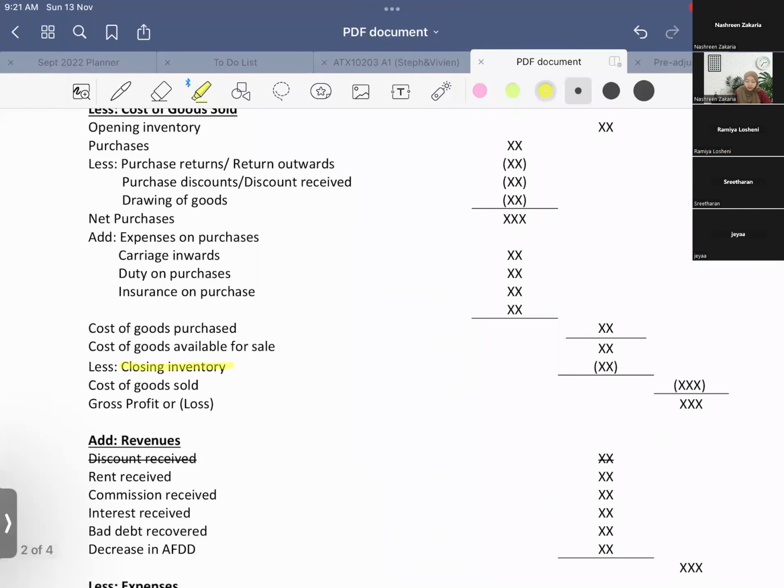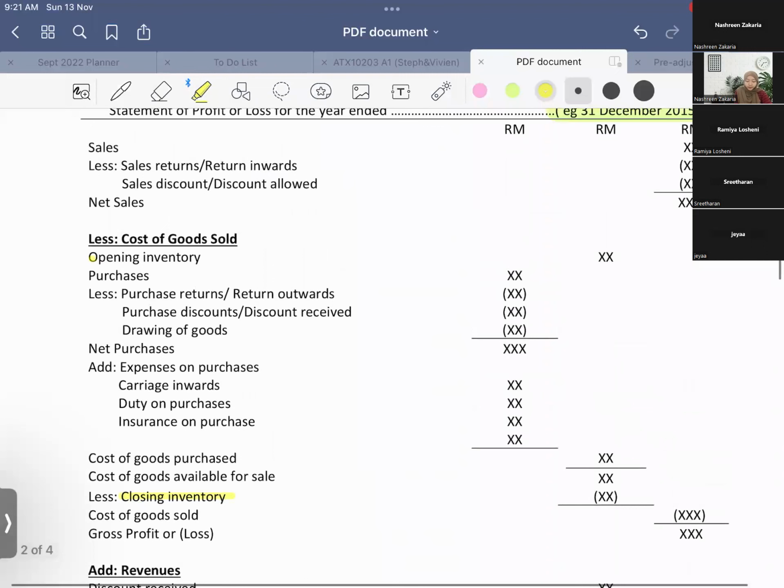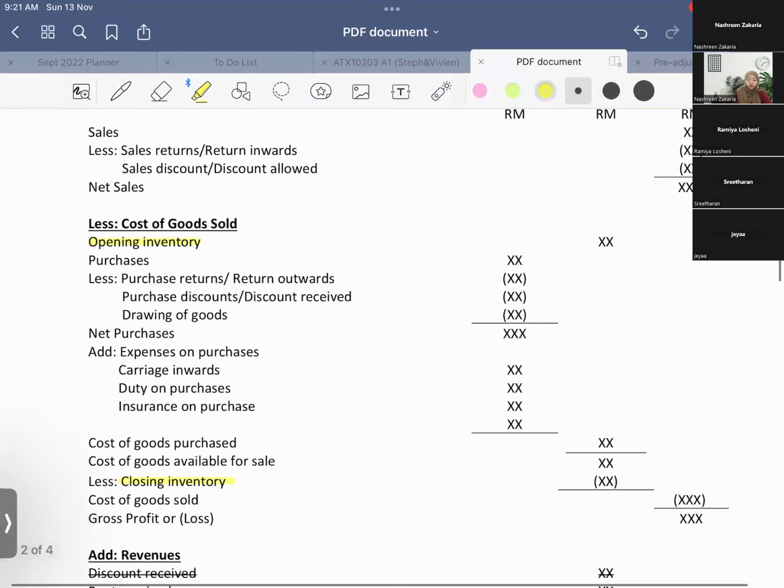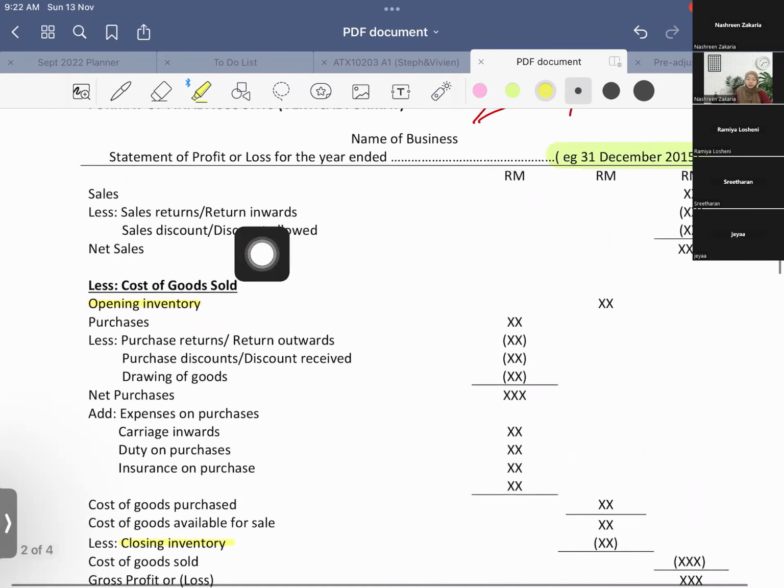Inventory. Closing inventory. Opening inventory. This is an asset, but you need to put it here in order to calculate cost of goods sold. So remember, in SOCI we only include revenue and expenses except inventory. This is a special case. Except for inventory, it can be included in the SOCI. So this is the format.